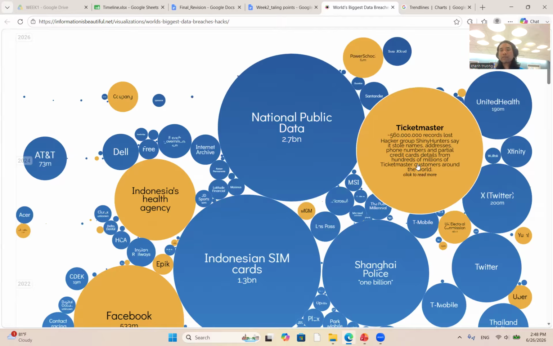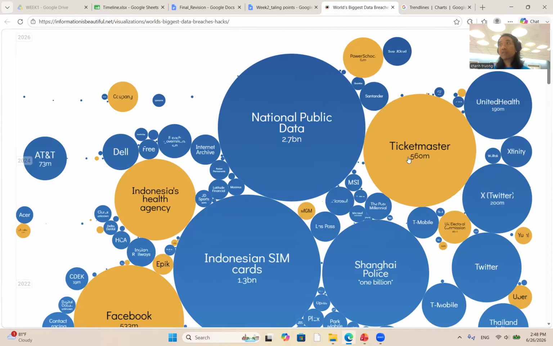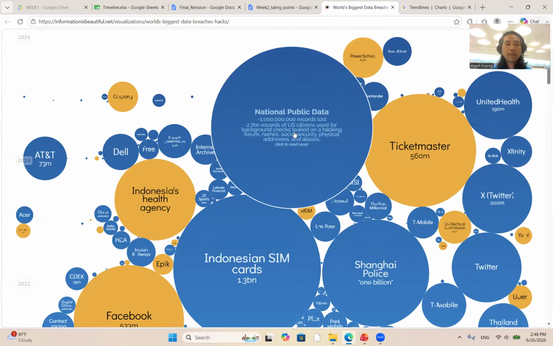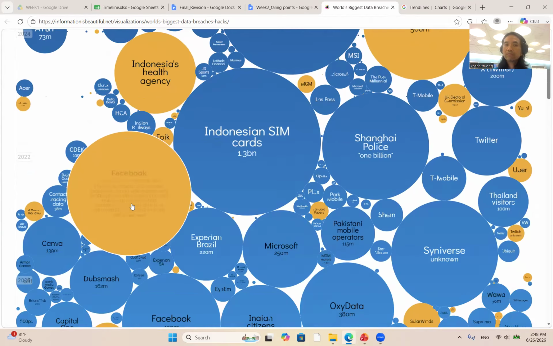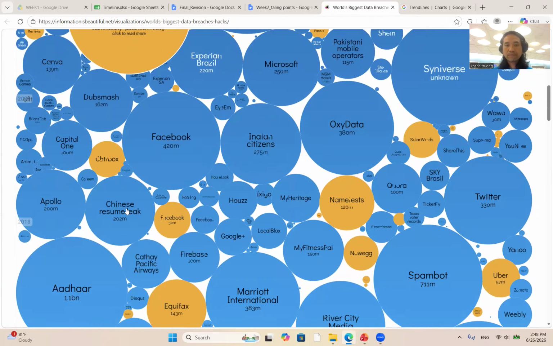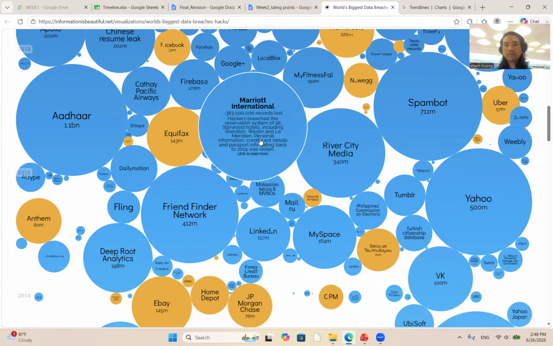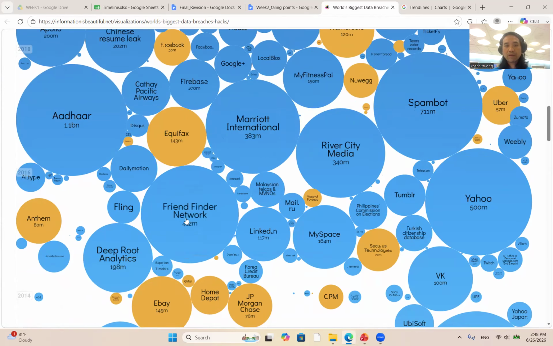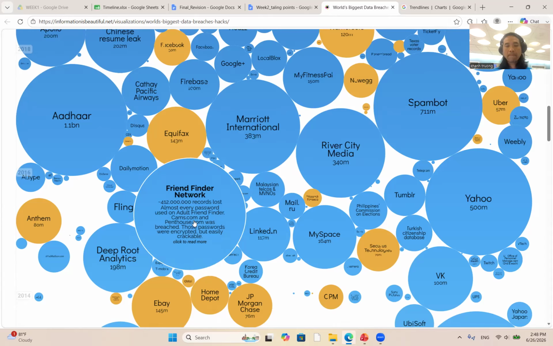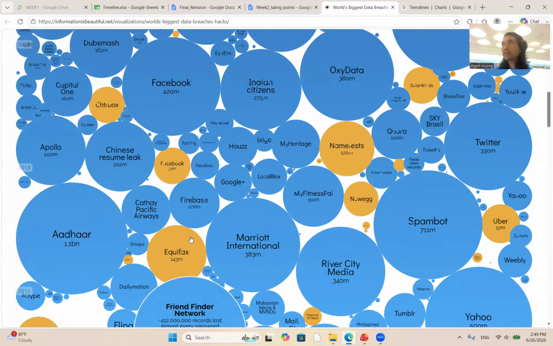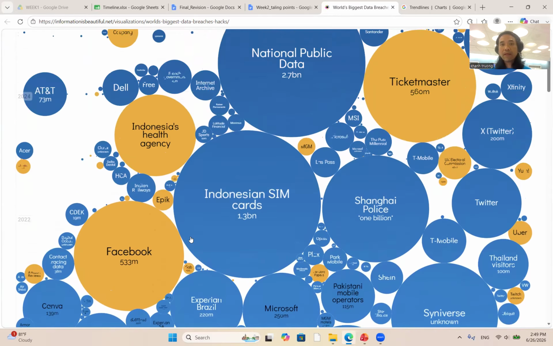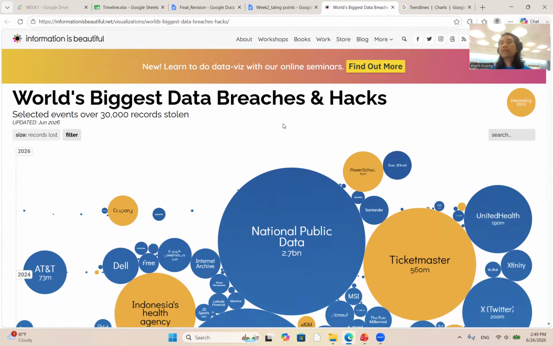Ticketmaster. They do not steal your money directly, but they steal it indirectly. It's a lot of money, from stealing your personal information. All of this stuff right here. Facebook. Merit International, River City. Take a look at all this friend network. A lot of them took place here in the big country. This is the world's biggest data breaches and hacks.